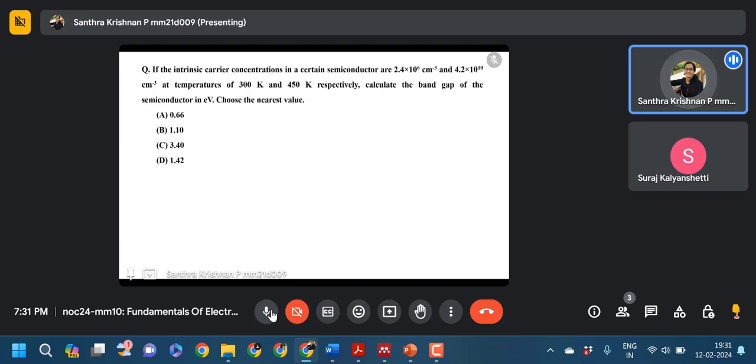If the intrinsic carrier concentration in certain semiconductor, this is from the previous week. I think I will do that. Hold on. I will write this. Let me do it on a paper. That might take less time. Let's see that.